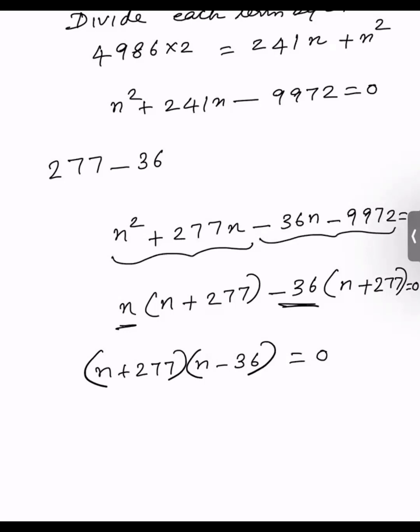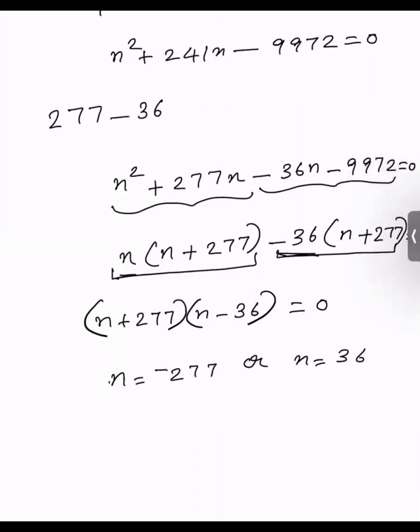Again, n plus 277 is common for this term and this term. So take out n plus 277. You will be left with n minus 36. So what are the possible values for n? N can be negative 277 or n can be 36. Is it possible to have a negative value for months? No. Never. So you cannot have negative value for months. So only value that you can consider is positive n equal to 36.